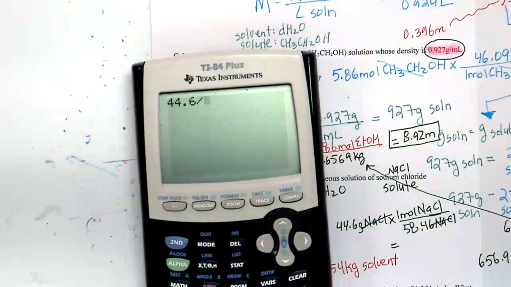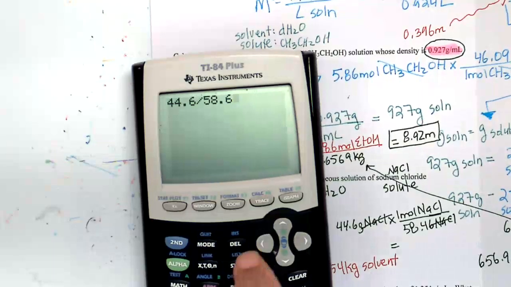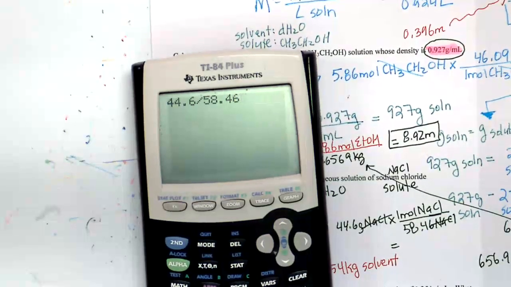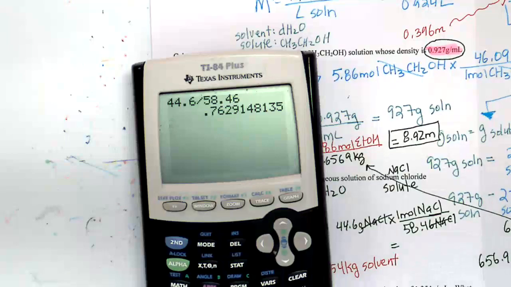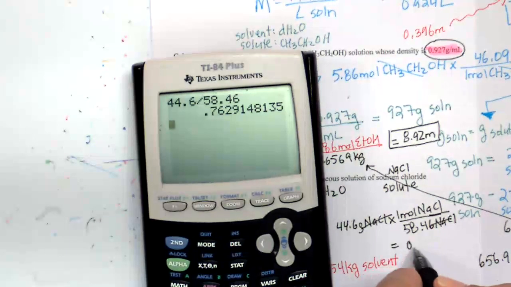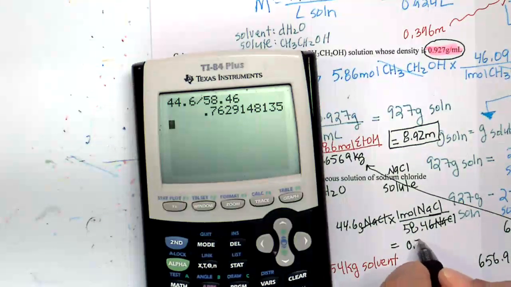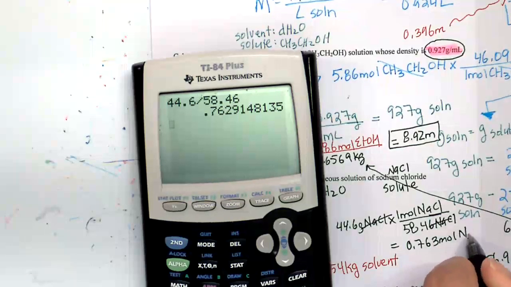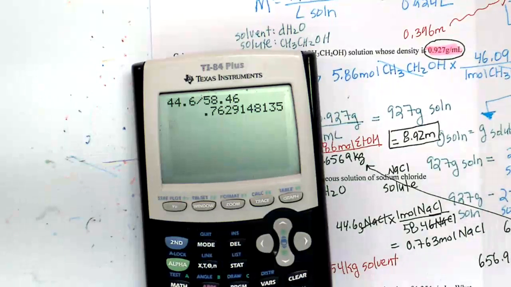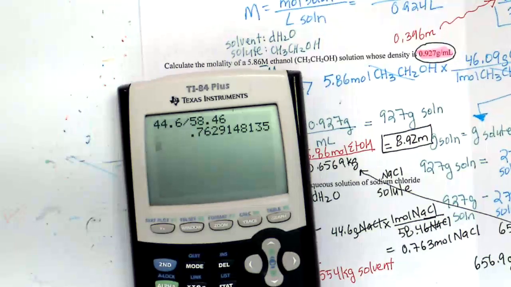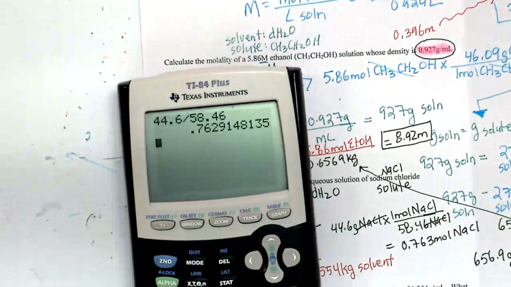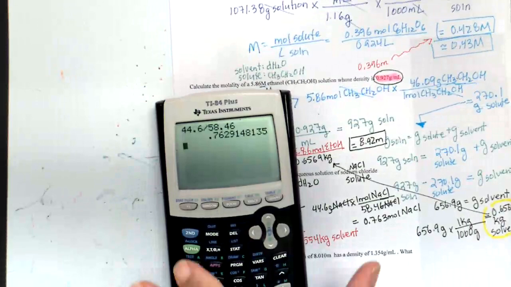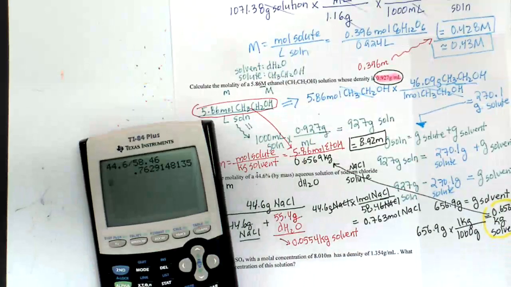So 44.6 divided by 58.46 is 0.763 moles of NaCl. I'll add an extra digit here. Okay, you guys getting these calculations? Hopefully my calculator isn't wrong, or my calculations are correct.